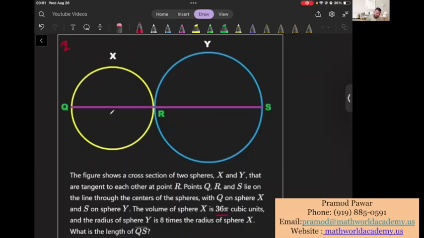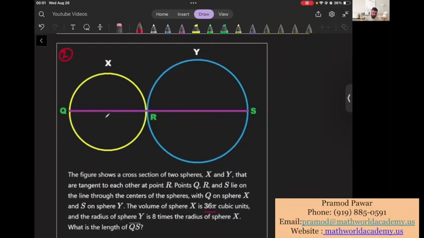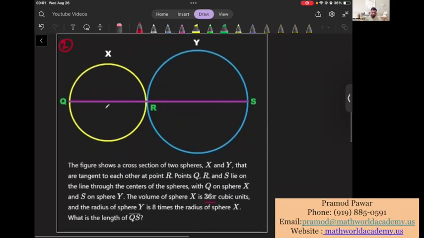Then let's look at the next problem. Now this question says, the figure shows a cross section of two spheres, X and Y. So we have two spheres. It shows a cross section. So the cross section of a sphere looks like a circle. So we have two circles, X and Y, which are tangent to each other. Tangent means they're touching. They're touching at point R. The points Q, R, and S are on that line which passes through the center of the sphere. So this is the center here.